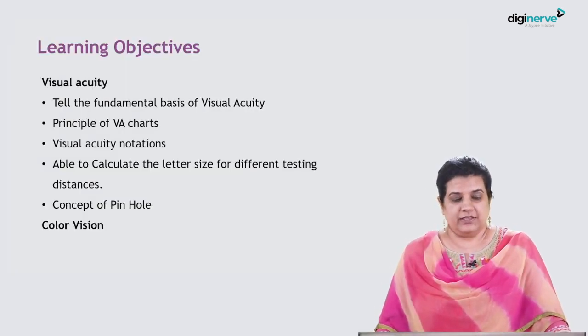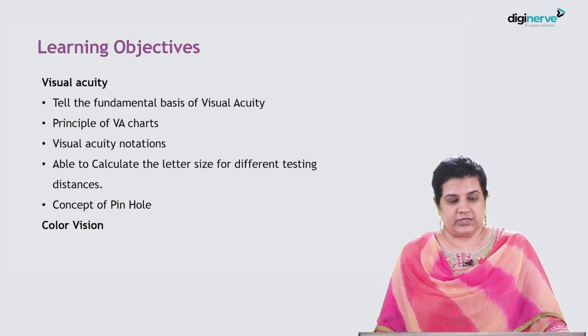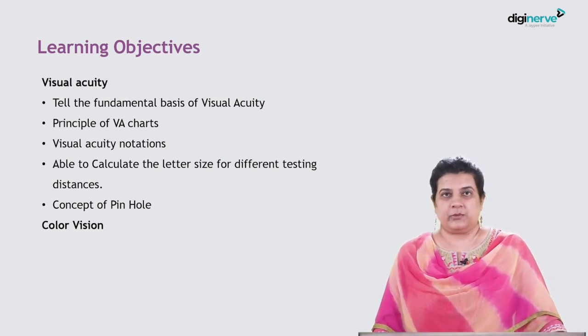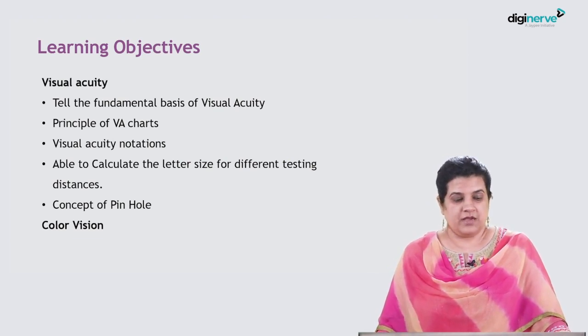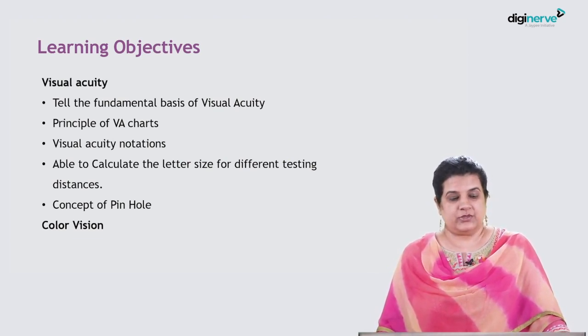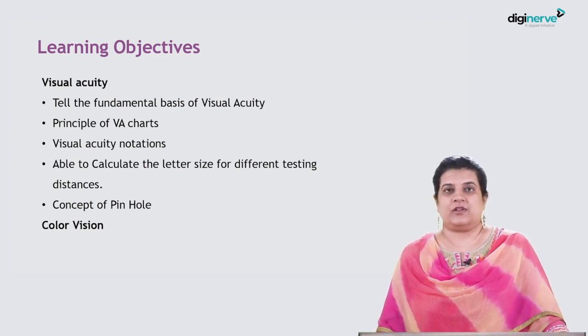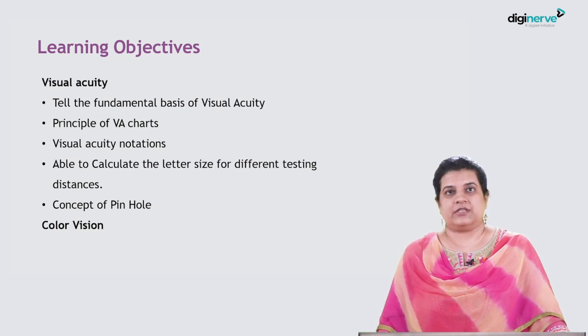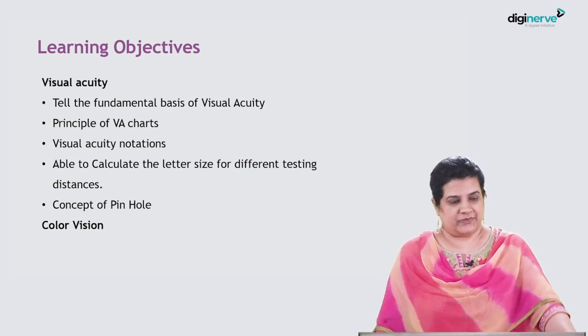The learning objectives of this lecture include that you should be able to tell the fundamental basis of visual acuity, the principles of visual acuity charts, the visual acuity notations. You should be able to calculate the letter size for different testing distances, and you must be able to understand the concept of pinhole and about the color vision at the end of the lecture.